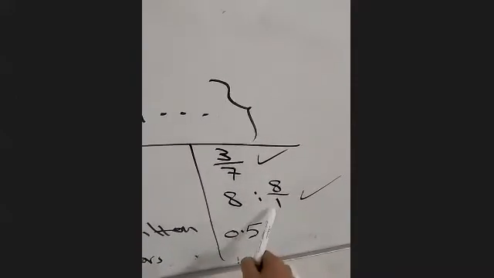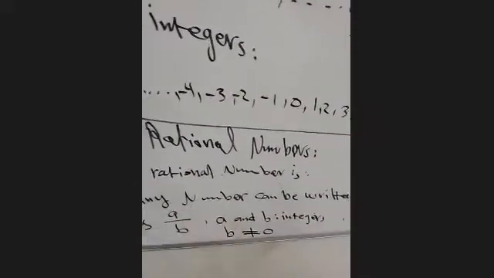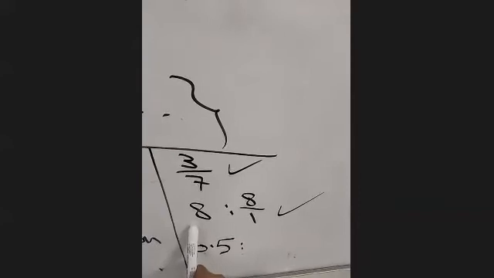Okay, how about 8, can we make it A over B? Yes, 8 over 1. It is a rational number. What is a rational number? Any number can be written as a fraction. Can we write 8 as a fraction? Yes, 8 over 1. So 8 is a rational number. Now look here. Can 0.5 be a rational number?